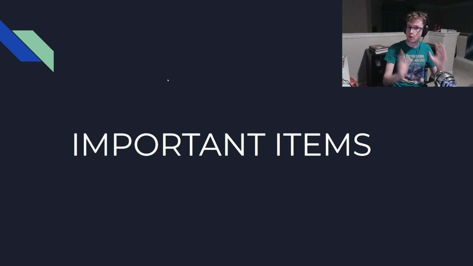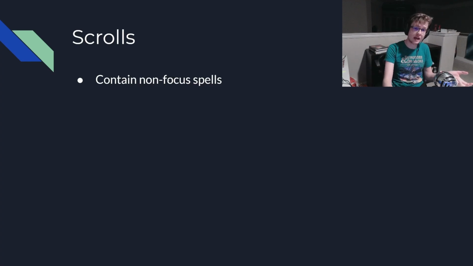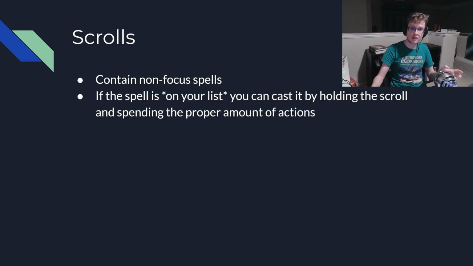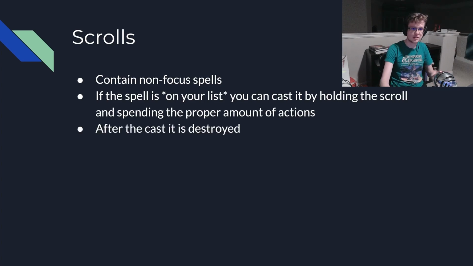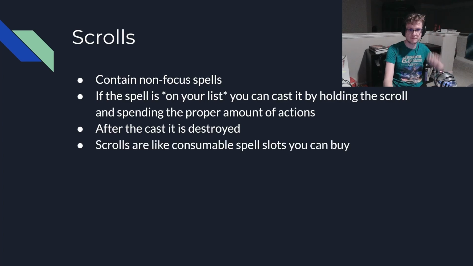Now, for the important items. Scrolls. These are non-focus spells, so they can include cantrips. If the spell is on your list, you can cast it by holding the scroll and spending the proper amount of actions. So if you had Produce Flame, you could spend 2 actions and cast Produce Flame from the scroll. After that, the scroll is just destroyed, turns to dust, falls out of your hand, whatever. However your GM and you decide to flavor how you use scrolls, it is destroyed, cannot be repaired. It is a consumable, it is used, it's done.